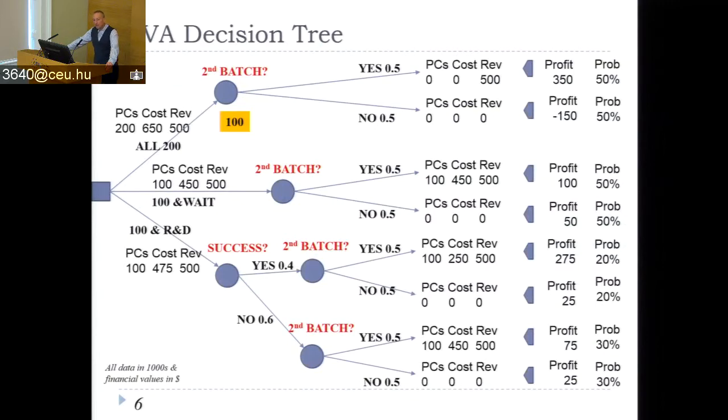So the expected value is an average value that describes what would happen in the long run if you were to do this several times. But you will never actually get the 100,000. In fact, if you select this route, 50% of the time you will end up with a loss of $150,000.